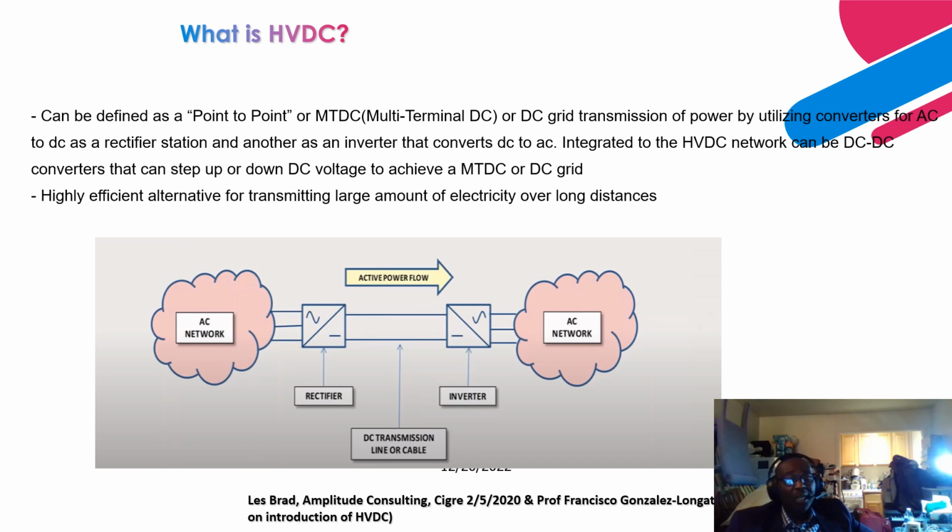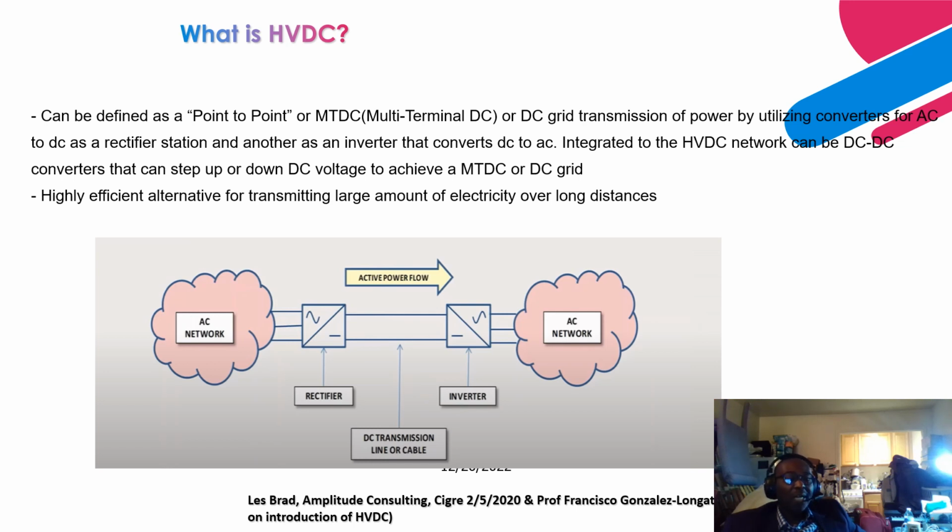So looking at distances of about 4,000 kilometers to about 6,000 kilometers, definitely, you need a high voltage DC transmission system, and a high voltage AC transmission system is just not going to work. Okay, so looking at this picture below, as you can see over here, we have an AC network, and a second AC network over here, right?